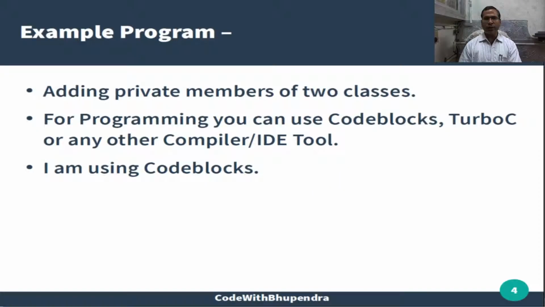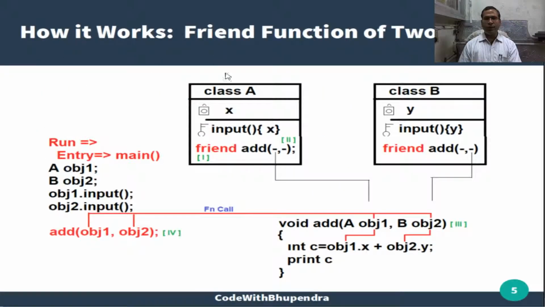Now how is it working? We have designed class A and class B with members x, y, and an input function which is taking x and y. In both the classes we have declared a friend function as per point 1 and point 2. Here the first parameter represents an object of class A. The second parameter represents an object of class B.